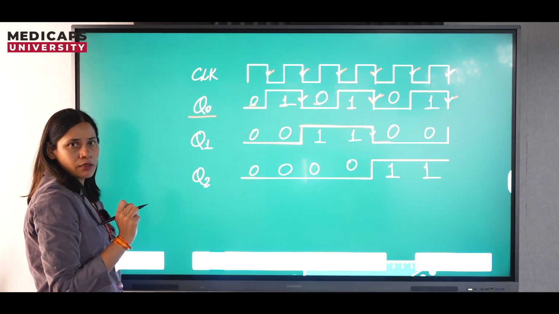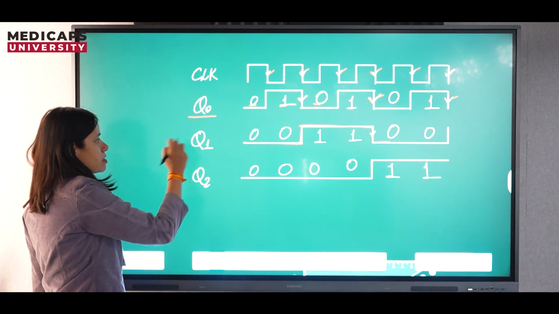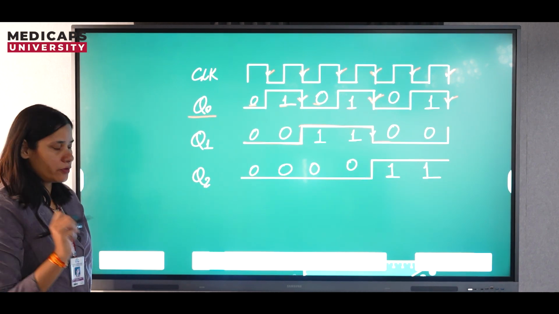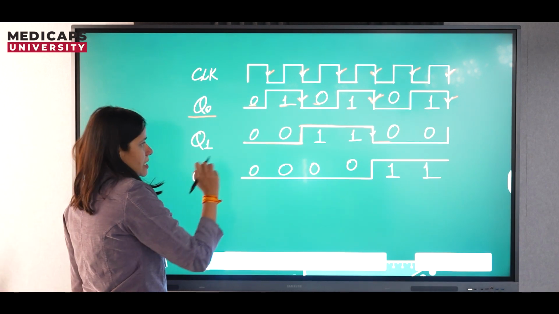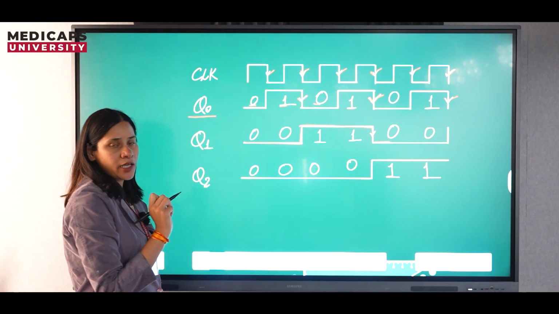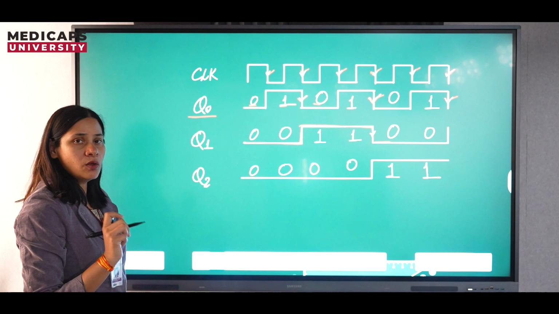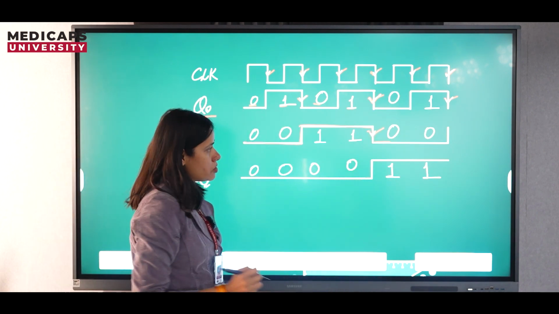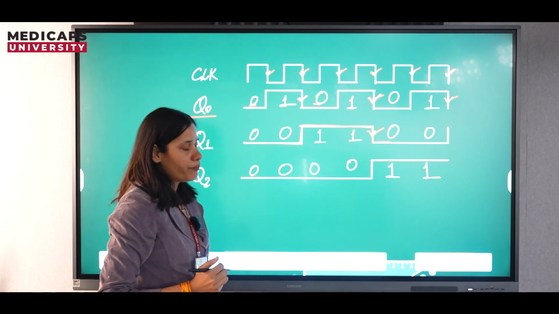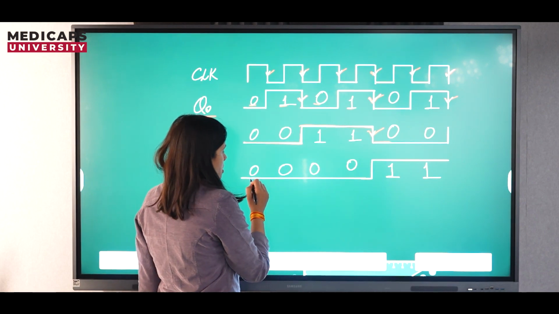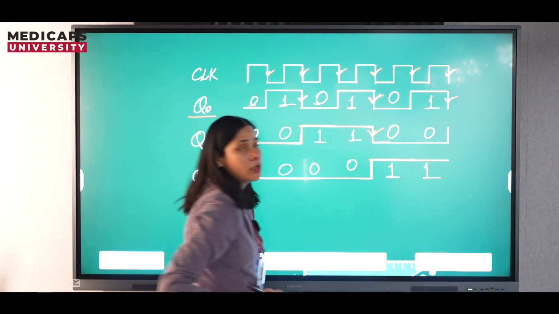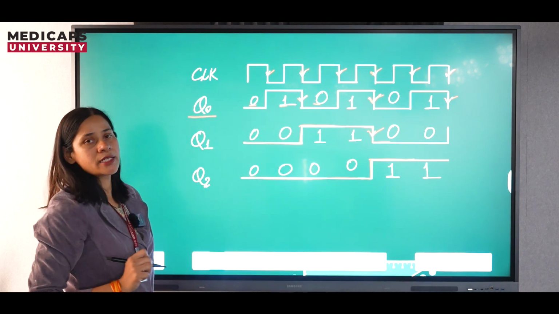This particular output Q1 is applied as a clock signal to the third flip flop. So the same way it will behave. JK inputs are 1, so they will toggle when there is a negative edge at the clock input. So whenever there is a negative edge, then in that case the third flip flop will change its output from 0 to 1. So this is how it's working.